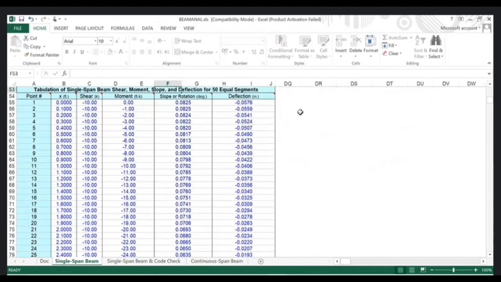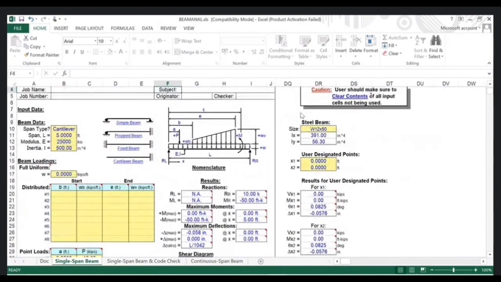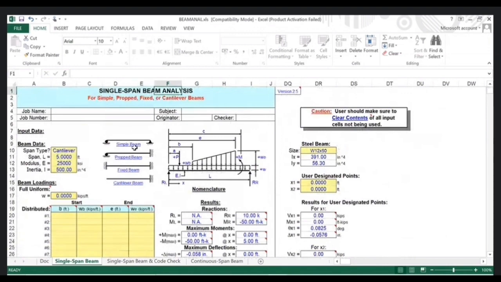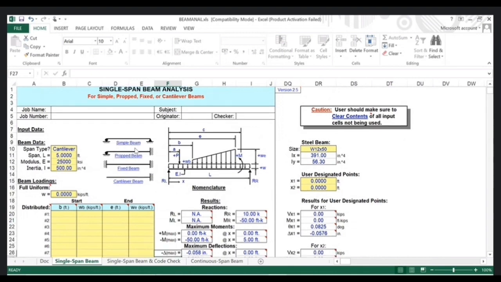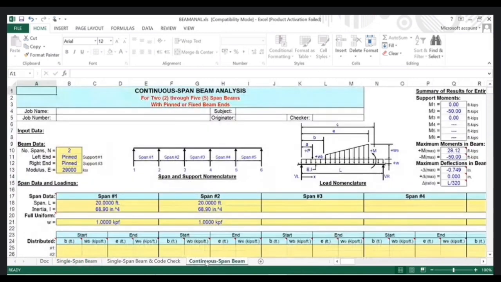So this Excel is very helpful to calculate simple kinds of beams like simple beam, prop beam, fixed beam, and cantilever beam, to analyze the structure with the hand calculation as well as the Excel sheet. So these are our 4 beams. Then we can go with the continuous span. Okay. So in the continuous beam, I already showed you that the middle supports are hinge, and the end support may be hinge or may be fixed.